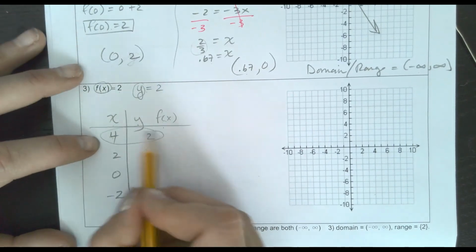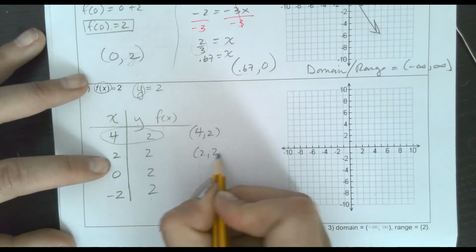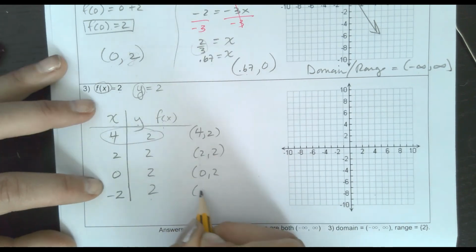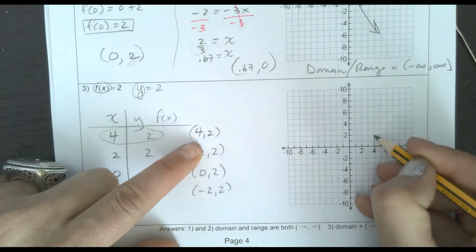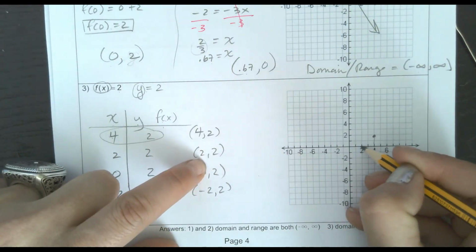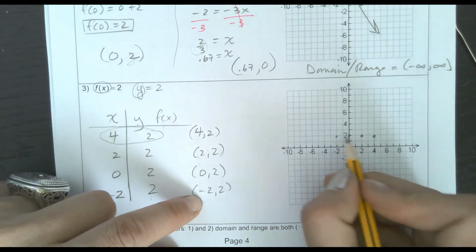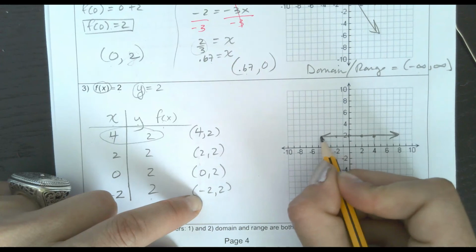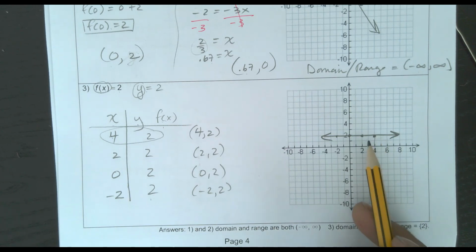Now we're going to make these into coordinates or points. Now I'm going to graph them. (4, 2), (2, 2), (0, 2). Oh, I can see it's a horizontal line. There. So I just graph enough of these points so I can see if it's horizontal or vertical.